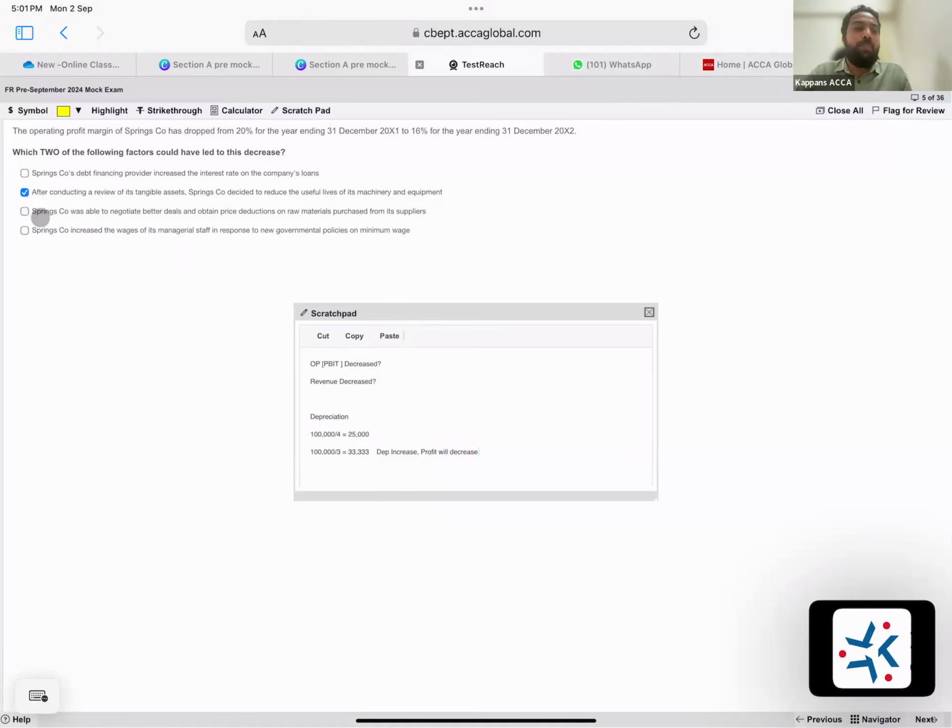Second one, Springs company was able to negotiate better deals and obtain a price reduction on raw material purchases from suppliers. If there is a price reduction on their purchase of raw material, if purchase expense has decreased, what will happen to profit? Profit will increase. So if profit increases, operating profit margin will also increase. That is not the case here. So this is not the answer.